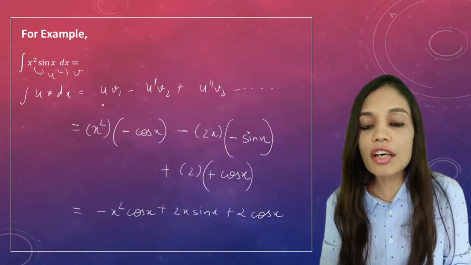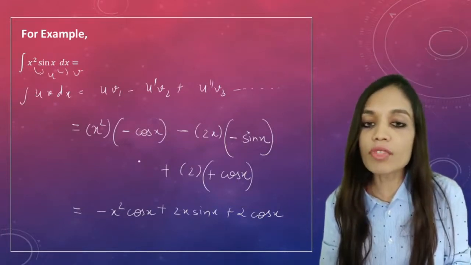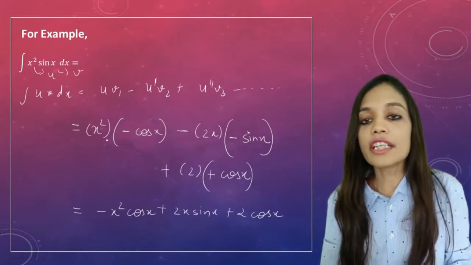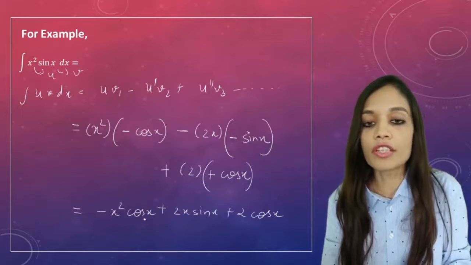So what we have done? We have just done the derivative of u and integration of v terms, and we have found out the integration of x square sin x dx using our Leibniz rule.